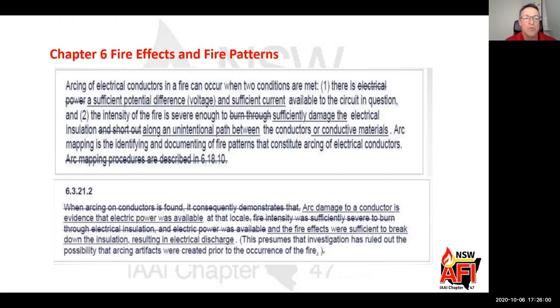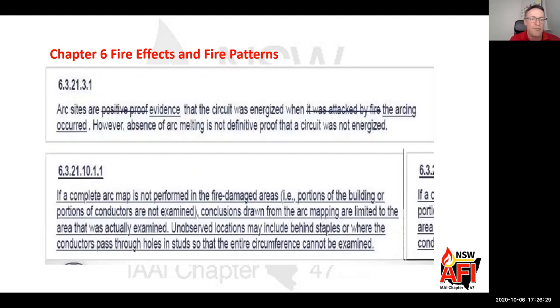It'll say, okay, this is what it used to say. There is electrical power, and there'll be a line through it. So we've deleted that, and the underline is what we're going to insert. So people can look at it and go, okay, that's what's going to be the change. And then the committee looks at it, and that goes to a vote, and that's how things are changed. So arc damage to a conductor is evidence that electrical power was available, and you can see how things have been taken out as well.